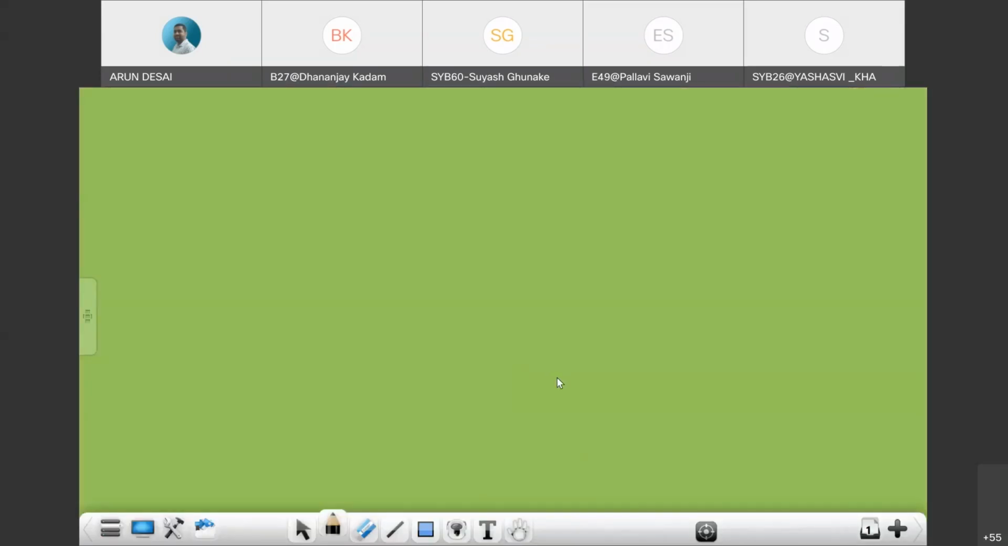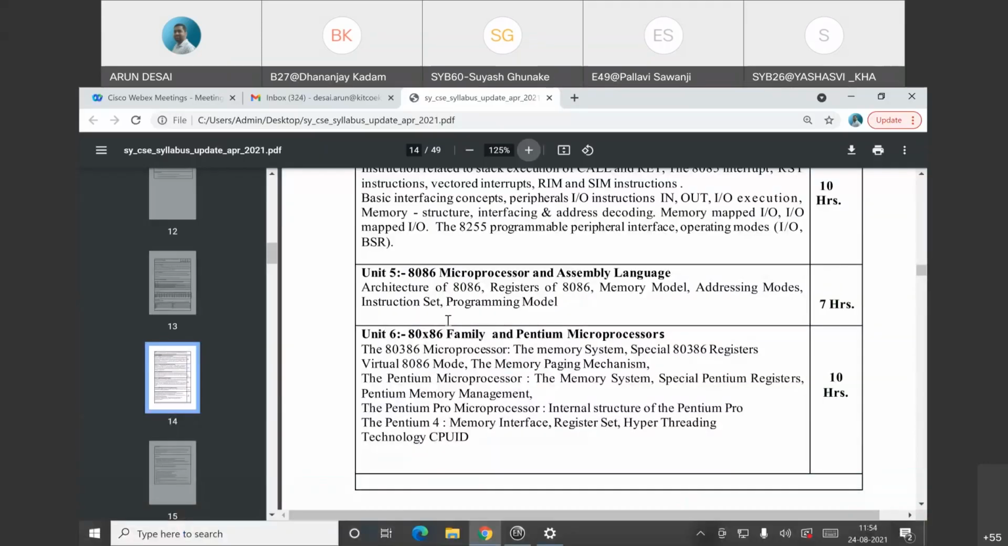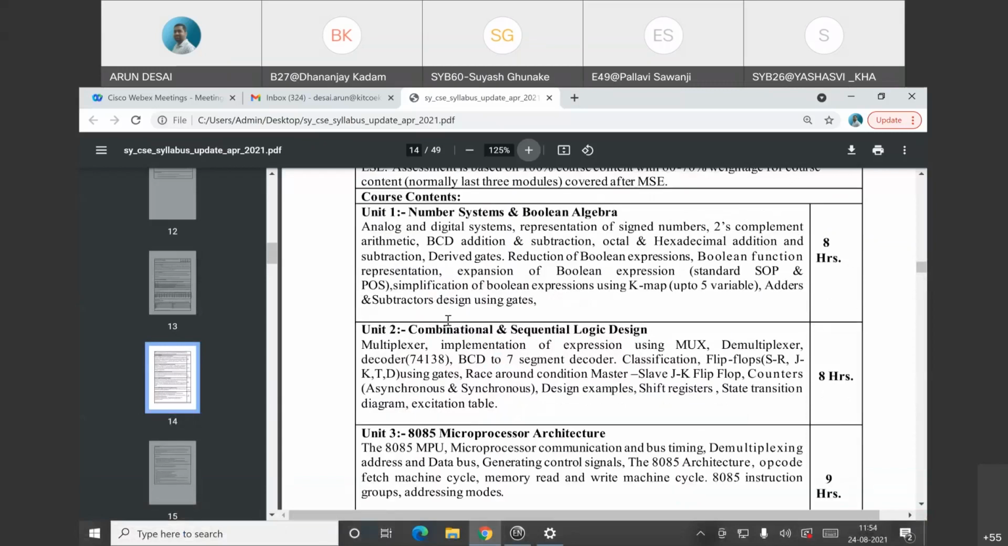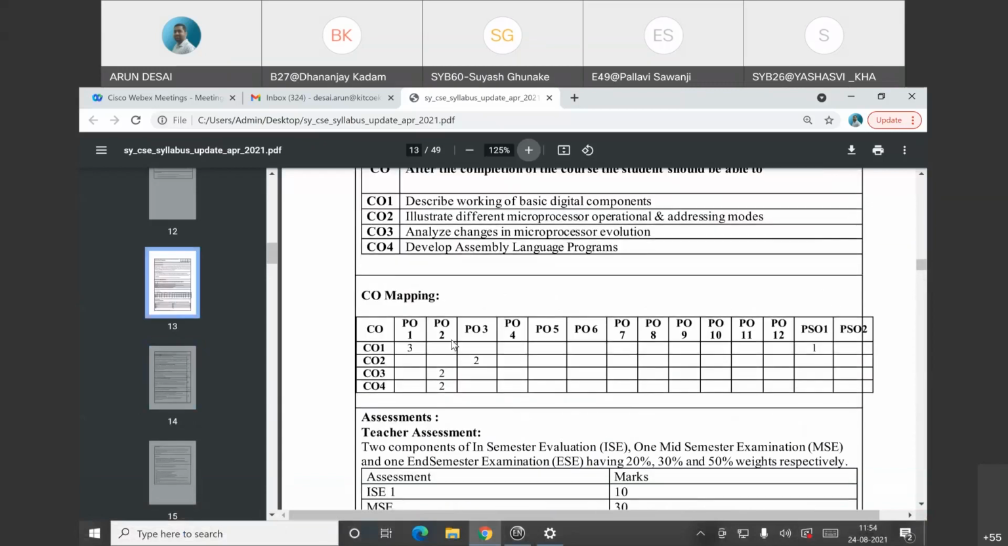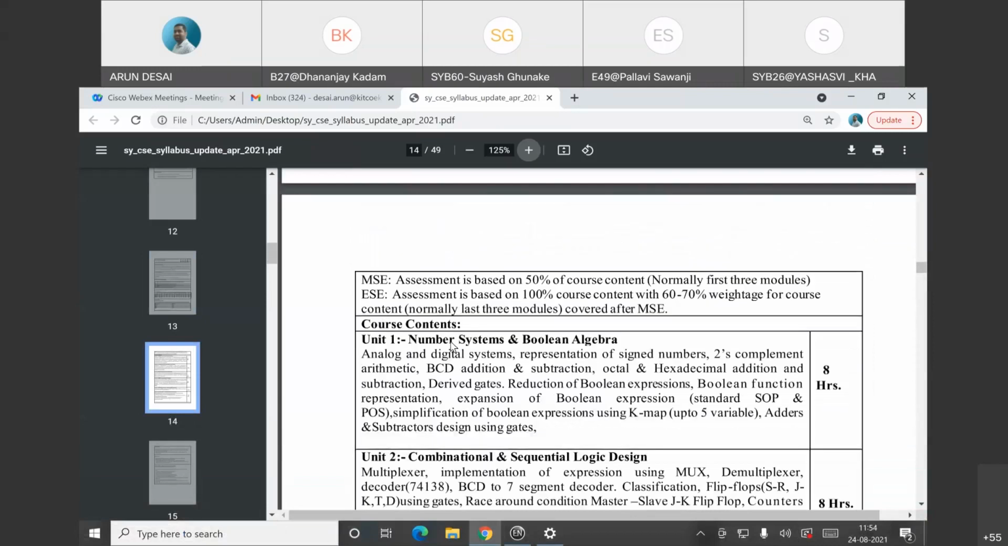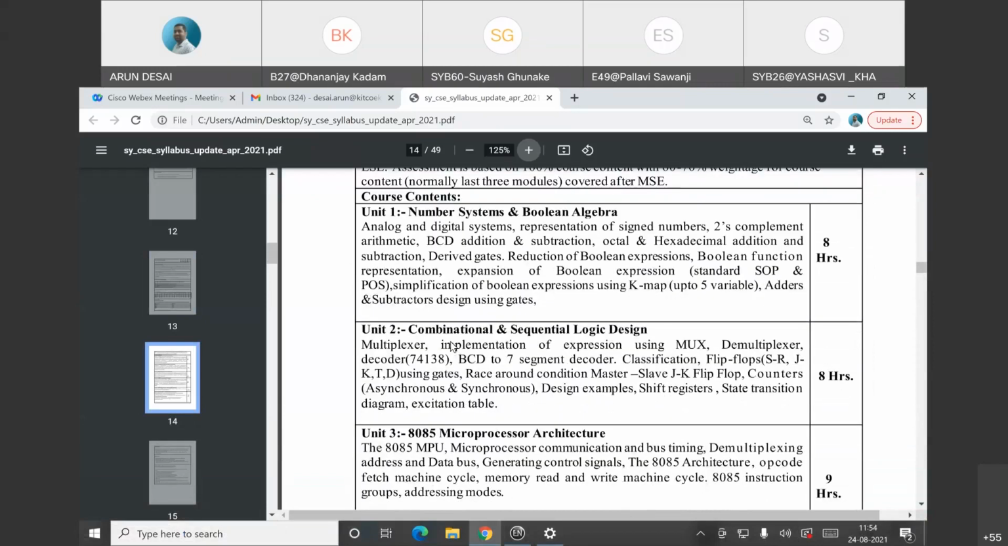So we'll start with our first unit, and that is number system and Boolean algebra, right?